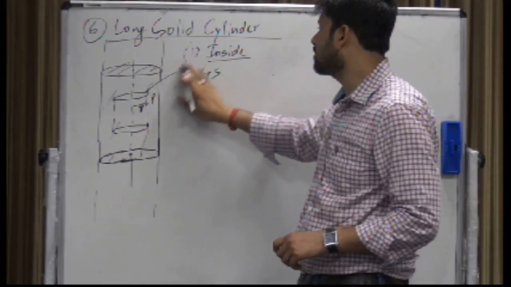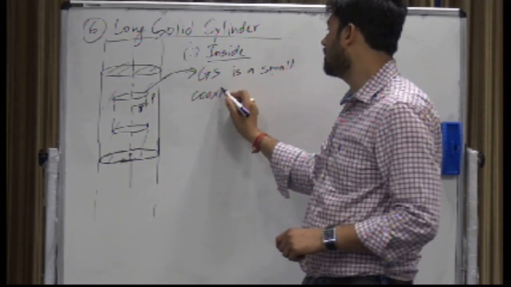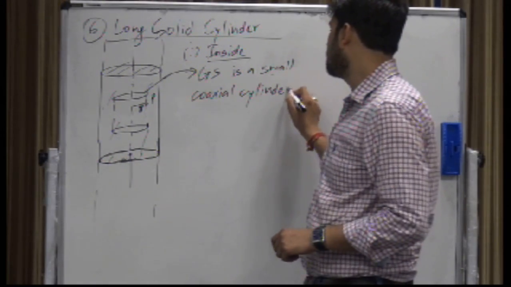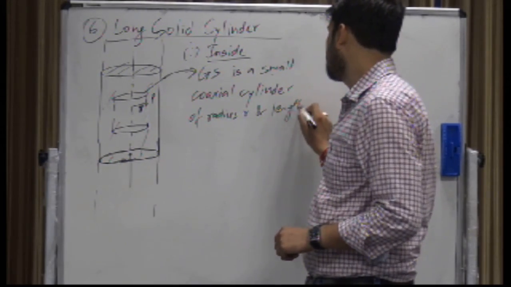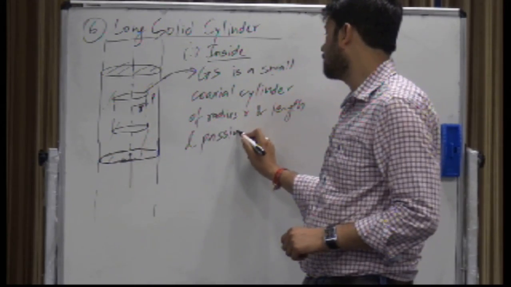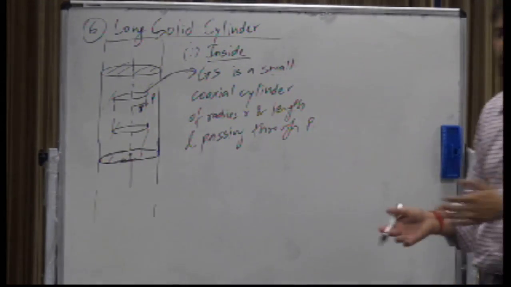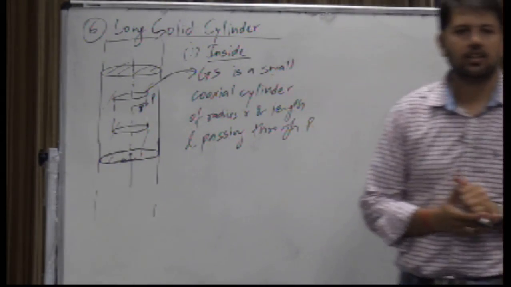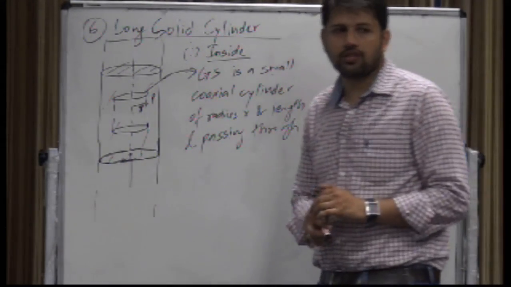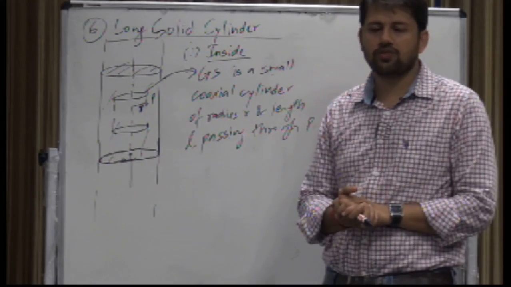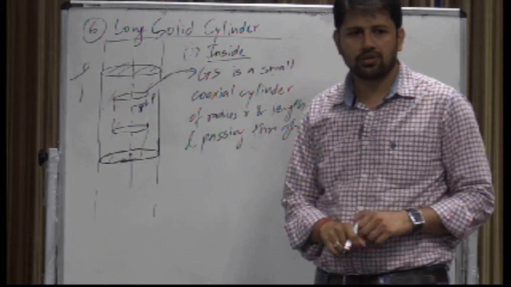Here Gaussian surface is a small coaxial cylinder of radius small r and length L passing through, right, passing through point P. Please note, a solid cylinder is filled with material, so it has volume, right? It has volume. So the charge density applicable to this situation would be volume charge density rho. The charge density applicable to this situation would be volume charge density.